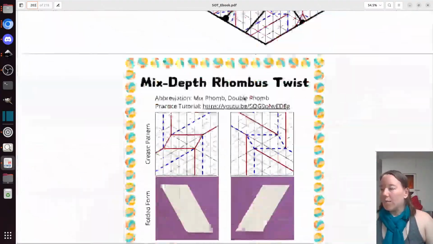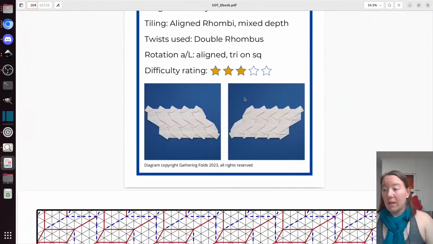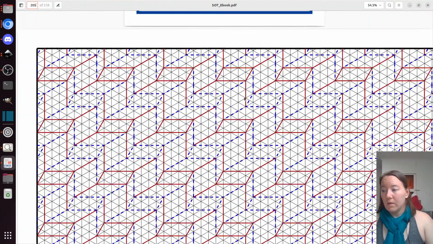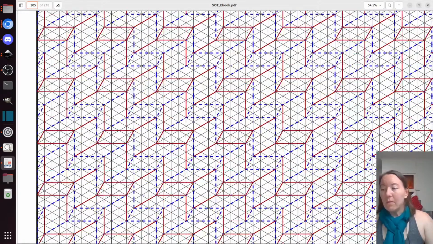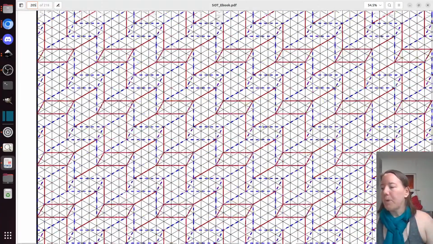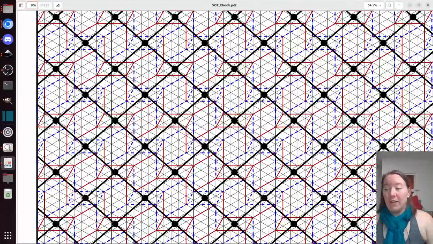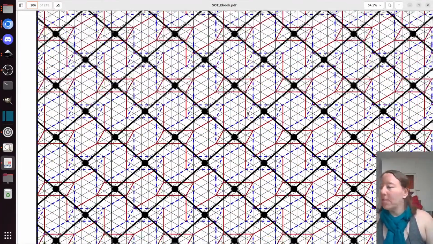You can continue down and see like this mixed depth rhombus or double rhombus can be used with copies of the same thing. No mirror symmetry. This is going to be the aligned rhombi tiling, which actually looks remarkably like the square tiling in the skeleton form, because it's the same idea, like 4 square neighbors, each with 4 pleats, and it's basically a smushed square tiling.